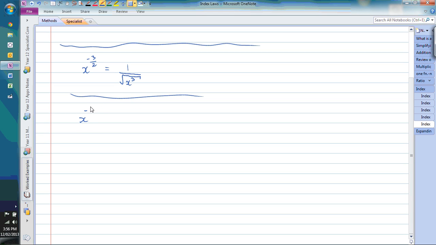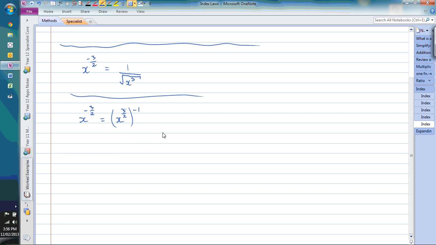x to the power of negative 3 on 2. I can write that as x to the power of 3 on 2, all to the power of negative 1. Now, if you're not sure about that, stop the video and have a think about that. This 3 on 2 times the negative 1, by my index law number 3, would end up back at this step, because 3 on 2 times negative 1 is negative 3 on 2. I've just written it in a different form where I've got some power all raised to another power.